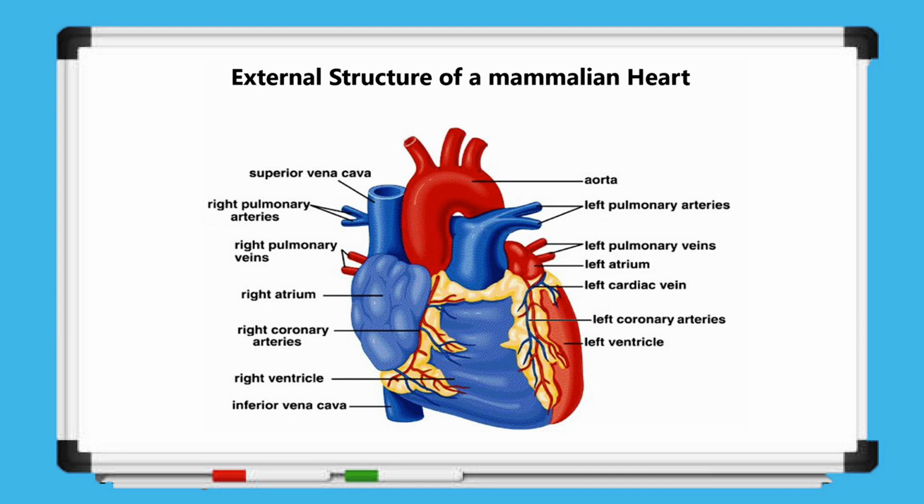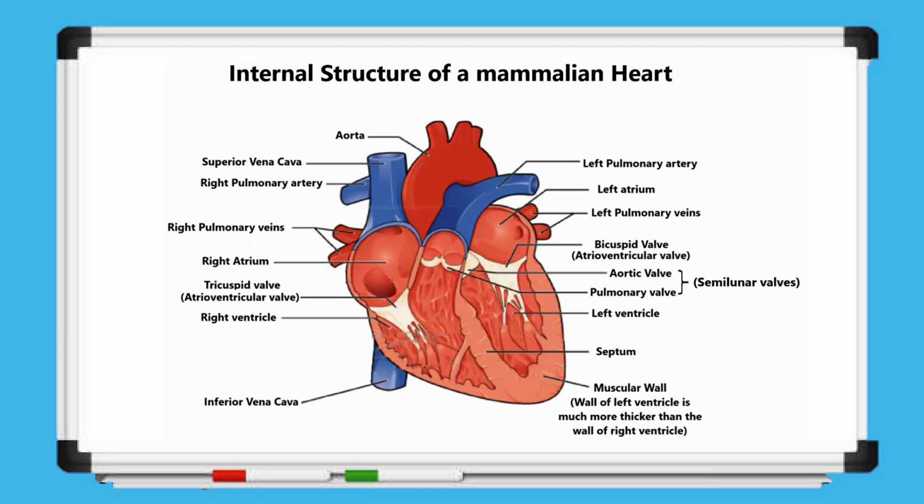All these external structures together give us a complete understanding of how blood moves in and out of the heart, how circulation is maintained, and how the outer anatomy protects the delicate internal components of this vital organ. Now let's take a closer look at the internal structure of the mammalian heart.